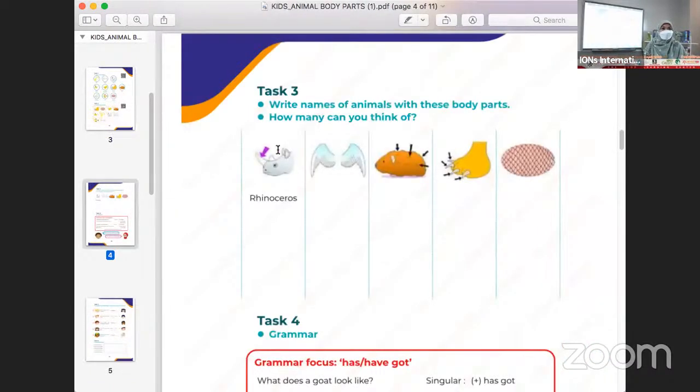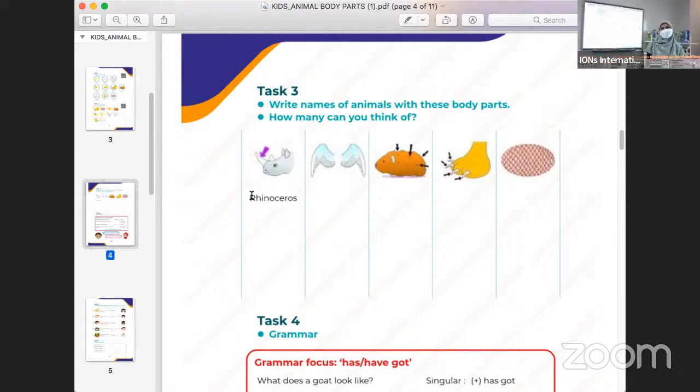The next one. The next task is to write the names of the animals with this body part. How many can you think of? This one is horn. Can anyone remember which animals have horn? First one is rhino. We can call it rhino to make it cute.